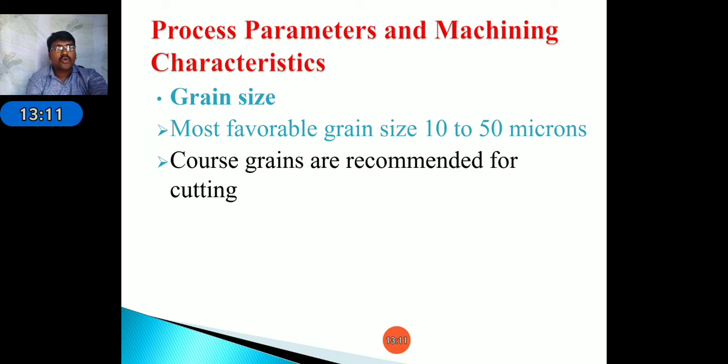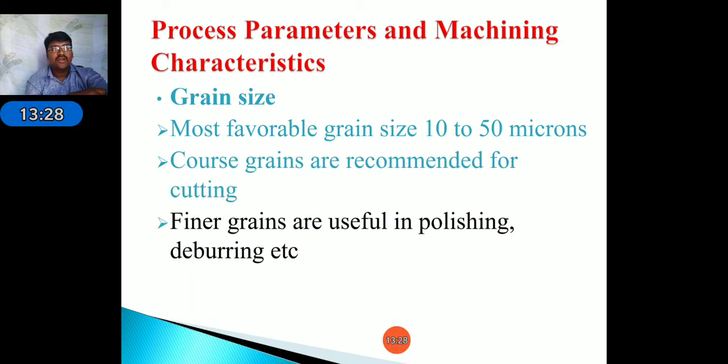Next, coarse grains are recommended for cutting. If you use fine abrasive particles, the material removal rate is very low. For that reason, coarse grains are recommended for cutting. Next, finer grains are useful in polishing and deburring.